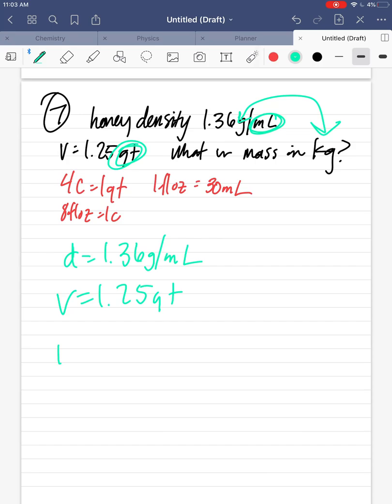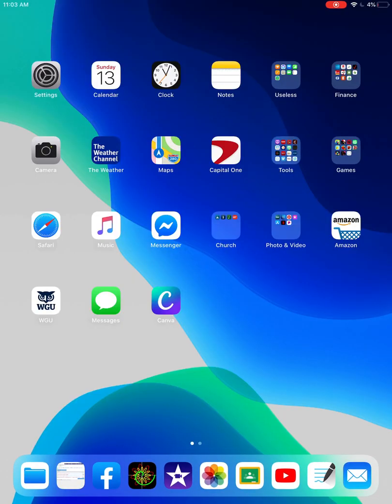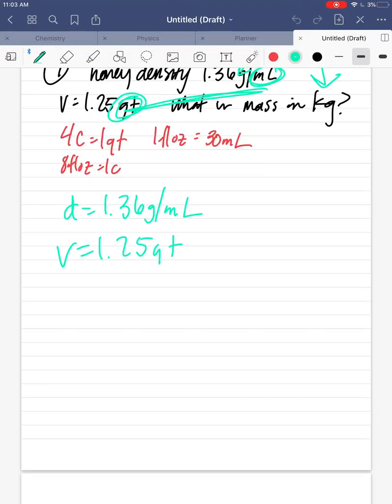Let's take care of this volume nonsense. To even use the density, my volume needs to be in milliliters. It's got to match in order for this to work. I think my app just crashed. Yeah, the app crashed.